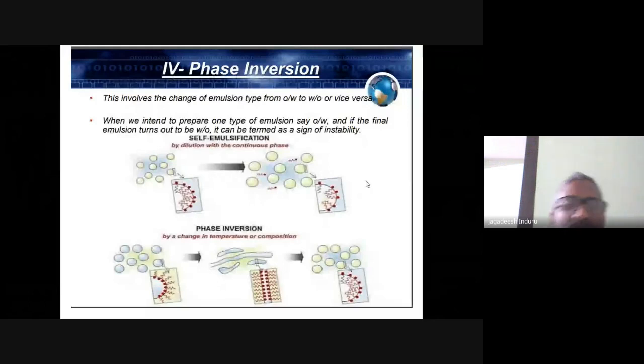Most of the times, phase inversion is done by changing the temperature, the composition, or the pH. Phase inversion by changing the temperature means some excipients and polymers vary their solubility depending upon the temperature. So an oil soluble excipient may become water soluble at different temperatures. That changes the emulsion between water in oil and oil in water because of the rule of Bancroft.